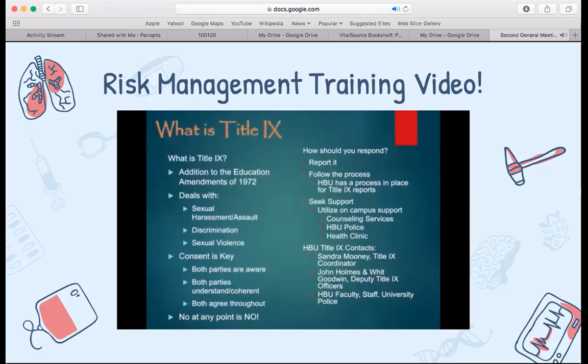So how should you respond if you see or think that something is Title IX related, whether sexual harassment, discrimination, sexual violence? Report it. Follow the process. There is a process in place for Title IX reports. Seek support. So we have counseling services on campus. HBU police can handle reports like this, and our health clinic, which isn't open in person this semester, but there are a lot of hospitals and places you can go around in the area and get taken care of. So our Title IX contacts are below: Sandra Mooney, John Holmes, and White Goodwin. And then any HBU faculty, staff, and university police can also help you get the help that you need.